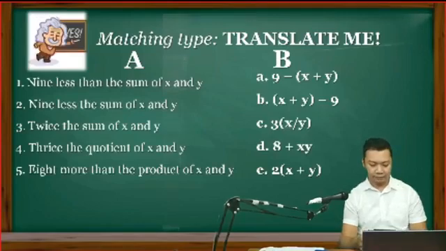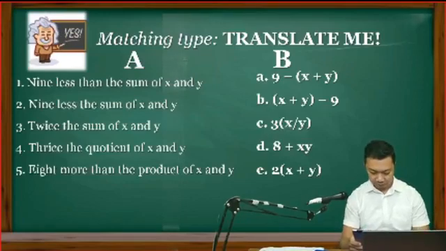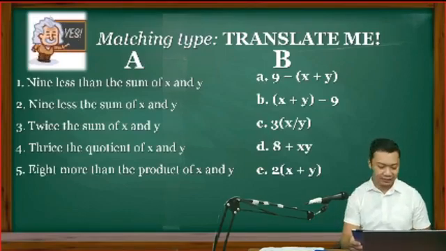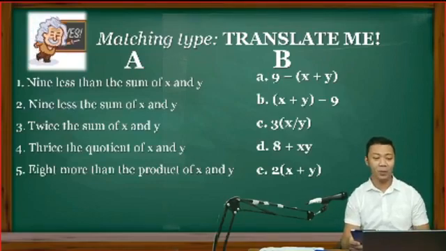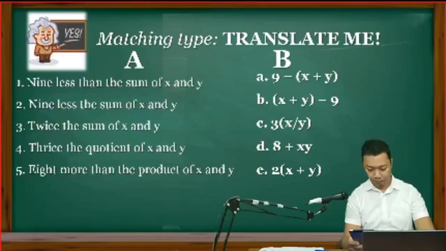Okay, let's have answers for number 1. Please take time to recall this topic and comment your answers. We will entertain answers and comments throughout the activity. Any answer? Any grade 8 student for number 1? 9 less than the sum of x and y. Which one is the algebraic expression on column B? We have an answer from Ivan Lakindanum. Number 1, that's letter A.